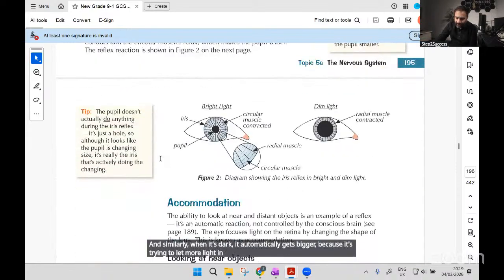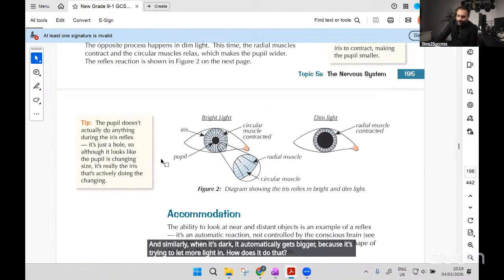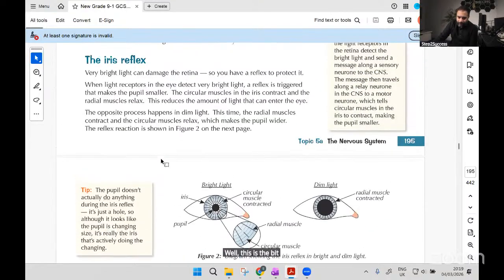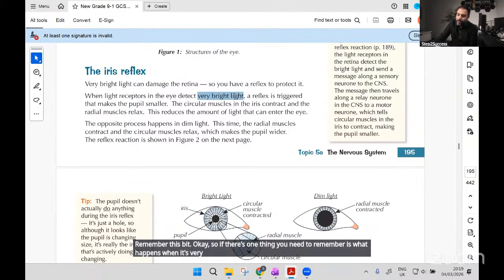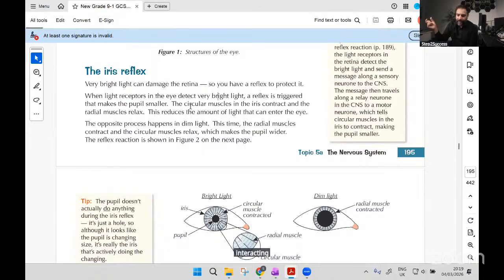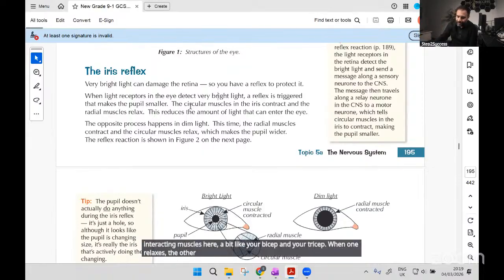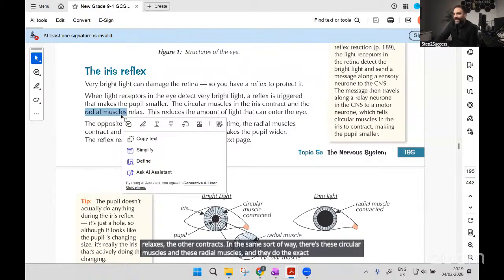How does it do that? Well, this is the bit you have to remember. If there's one thing you need to remember, it's what happens when it's very bright to make the pupil smaller. There are two interacting muscles here, a bit like your bicep and your tricep. When one relaxes, the other contracts. In the same way, there are these circular muscles and these radial muscles, and they do the exact opposite thing to each other.